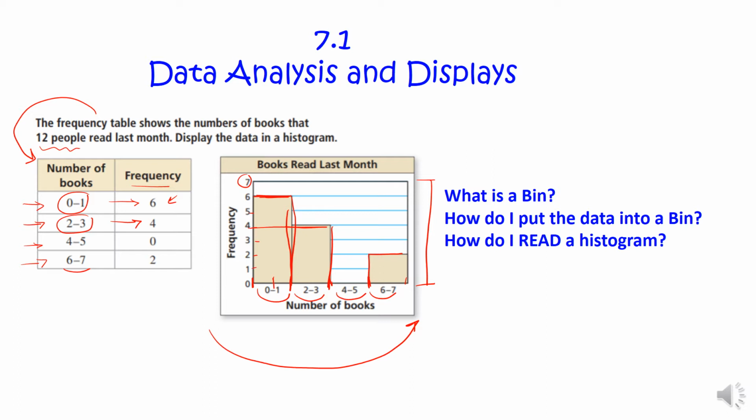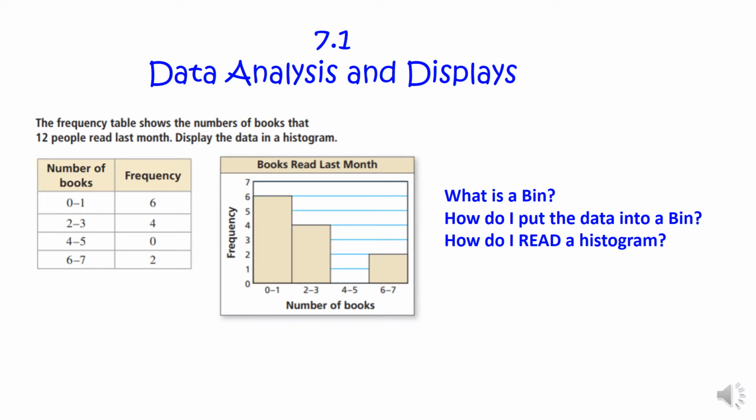So how do you read a histogram? If you got the histogram first, and there was nothing else with it, no table or anything, then you would look at it and you would say, oh, look at this. The number of books read last month was, wow, 6 people read 0 to 1 book. 4 people read 2 to 3 books. 2 people read 6 to 7 books. So that's how you read the histogram.